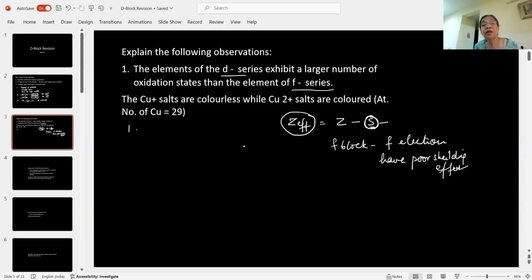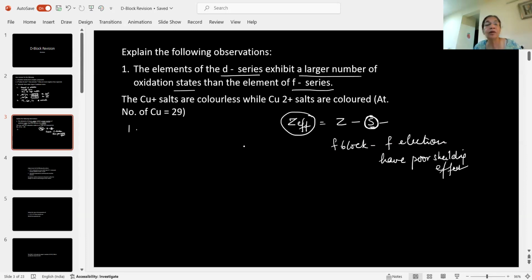But in D series, if I compare D and F, in F the effective nuclear charge is more. In D block, the D electrons have less shielding effect, so Zef is less than in the case of F. That is why they exhibit a larger number of oxidation states. If you have to write in one line, you should say the effective nuclear charge in D series is less than the effective nuclear charge in F.